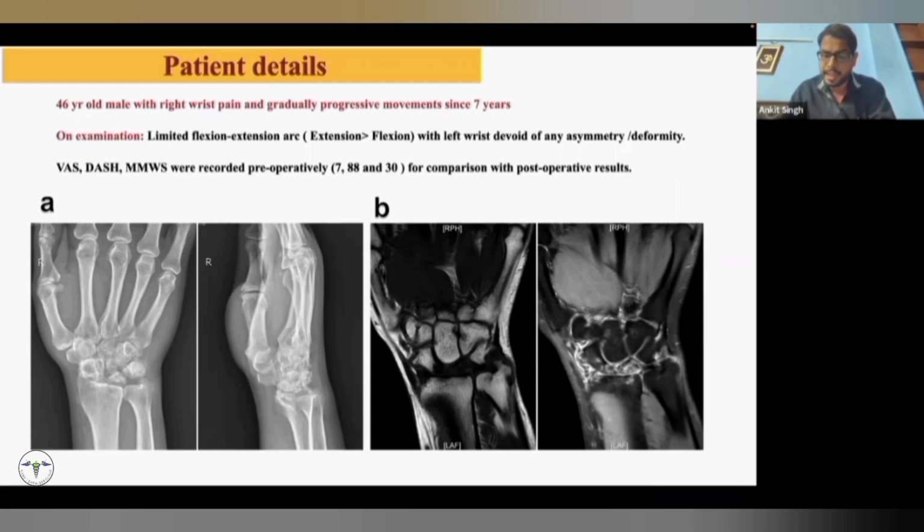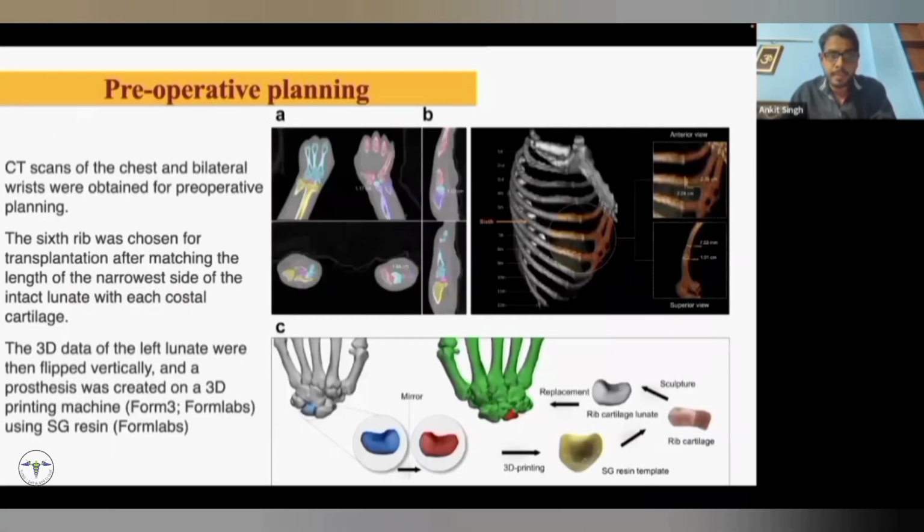As you can see in the X-ray image, which has been attached here, you can see the sclerosis and the collapse of the lunate, and also there is an extensive arthritis in the wrist. There is also an MRI image on the right where T1 is showing a hypointense lesion of the lunate, and the T2 is showing a hyperintense lesion.